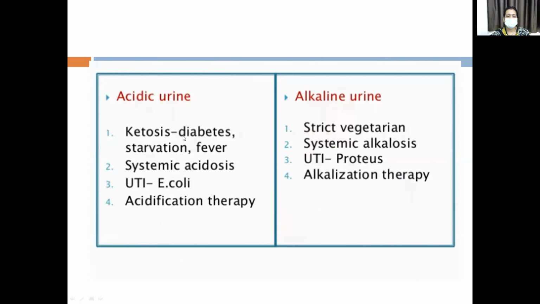Acidic urine is seen in ketosis, diabetes, starvation and fever, systemic acidosis, E. coli infection and some acidification therapy. Alkaline urine is seen in systemic alkalosis, strict vegetarians, urinary tract infection with proteus, and alkalization therapy. The examiner may ask you what kind of pH you find. If pH is 3, then it is acidic urine, right? What are the conditions where you see pH 3 or acidic urine? They may ask you like that.